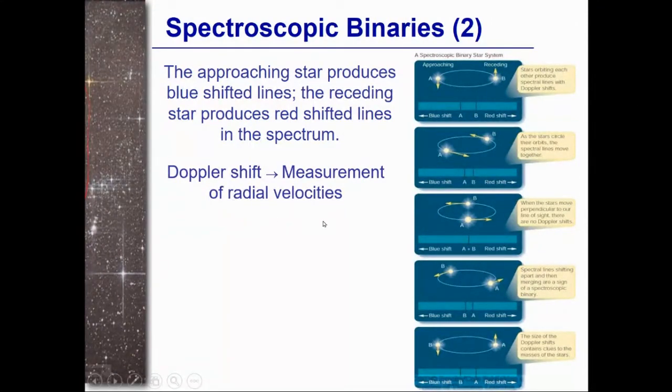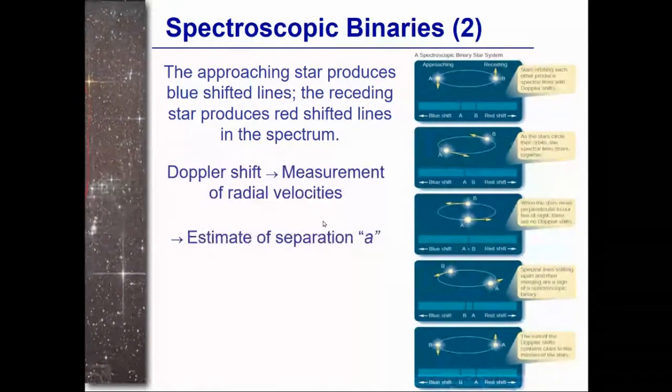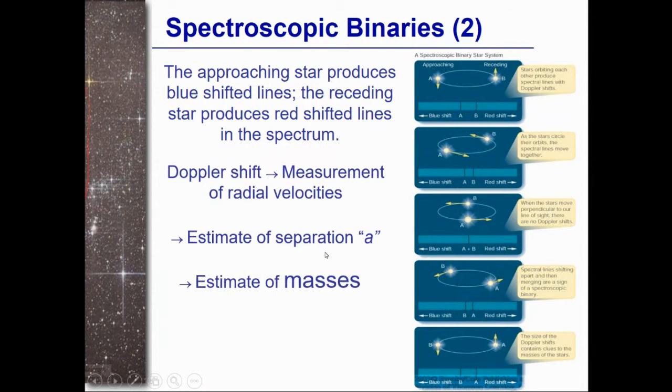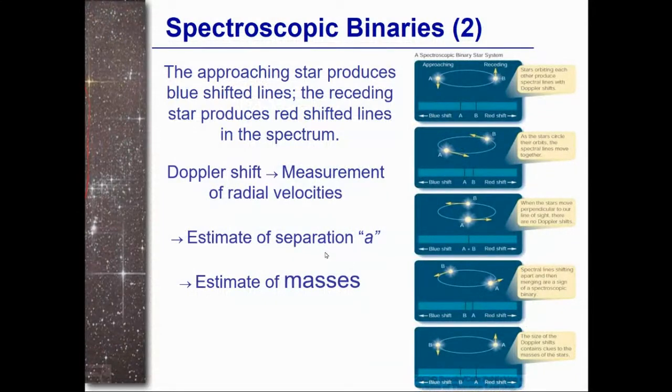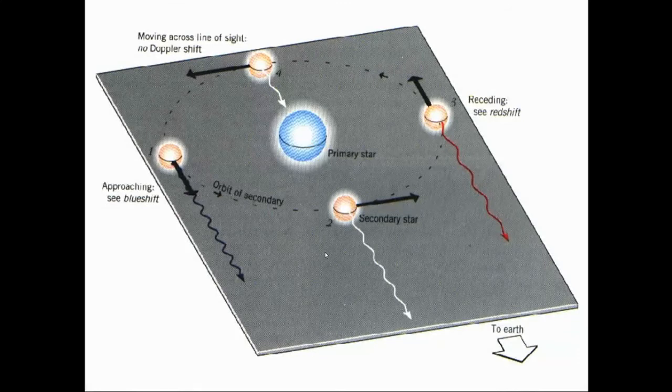And that, of course, will give a measurement of radial velocities, and we talked about that when we talked about exoplanets and how we can look for a wobble. Now, from this one, we can estimate the separation between the two stars, and once we know that, we can get an estimate of the masses. So when the binary system cannot be seen visually, we may rely on spectroscopy to look at Doppler shifts, and then we can decide on their orbital motion and so on.